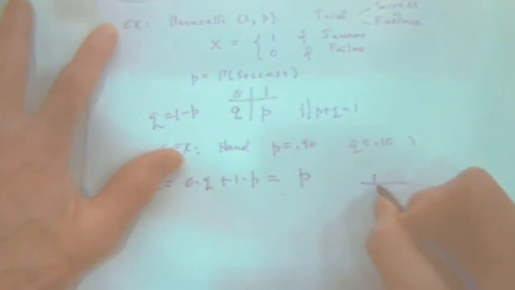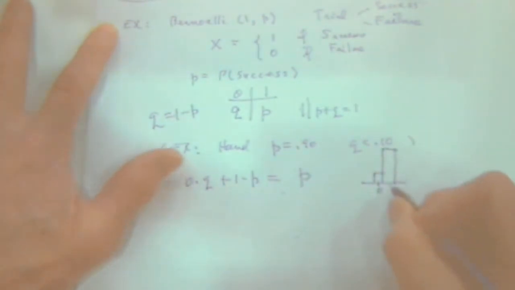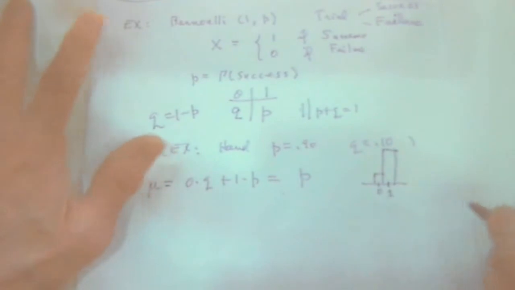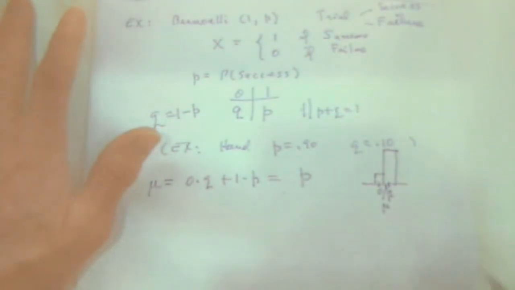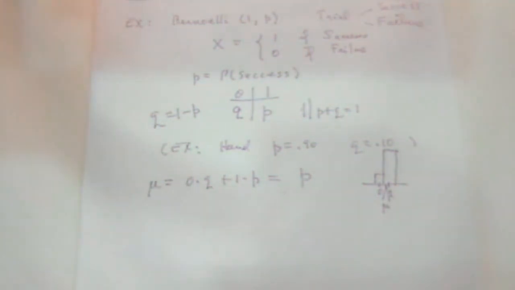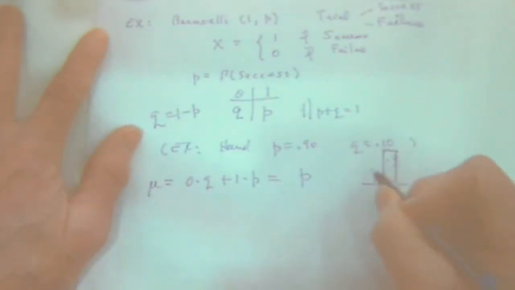Okay, now to do a chart like this, this is 0, and I put these together because these numbers have the right meaning. So this mu is at 0.9. Okay? It's even steeper than this, right? It's tall.